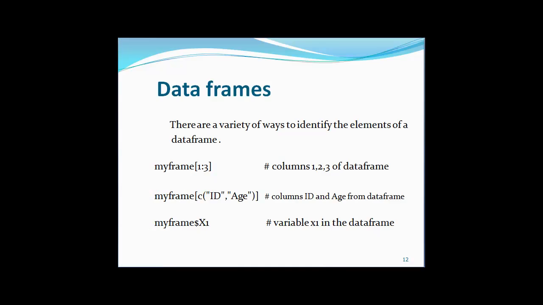Now how to identify the elements of a data frame? There are many ways. First, using the colon operator. Colon operator: 1 colon 3 means 1 2 3. If I write my frame in the square bracket 1 colon 3, it means the first, second and third column of that data frame will be displayed. If I want to display using the names of the columns, use c("ID", "Age"). Then columns ID and Age will be displayed. Or if I write my frame $x1, then the variable x1 in the data frame will be displayed.